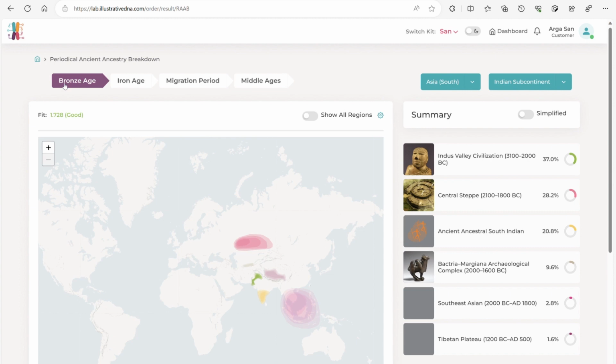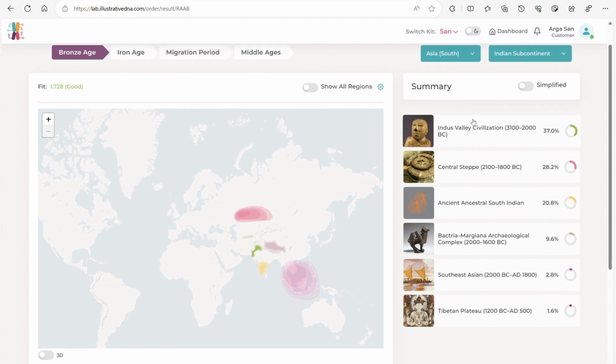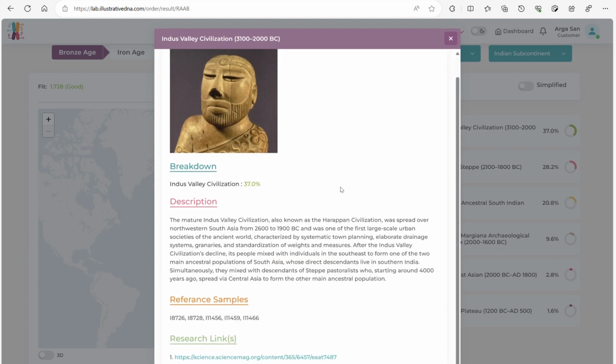Let's look at Bronze Age ancestry. As I expected, I have Indus Valley Civilization as my highest ancestry, which dates back nearly 5,000 years. IVC was known for its large-scale urban societies, systematic town planning, drainage systems, and standardization of weights and measures. It was one of the most advanced civilizations of the ancient world.